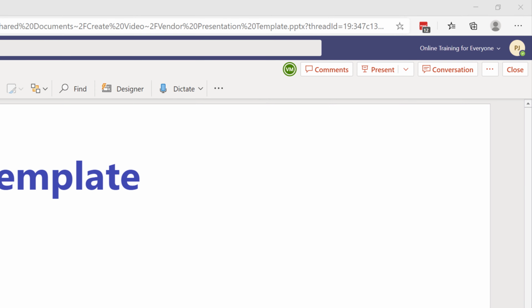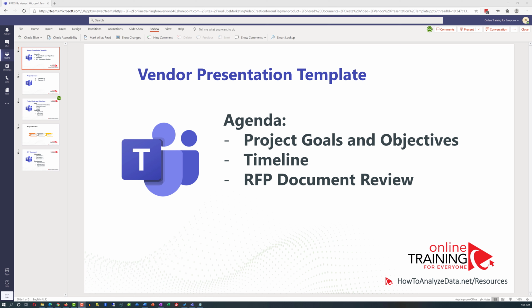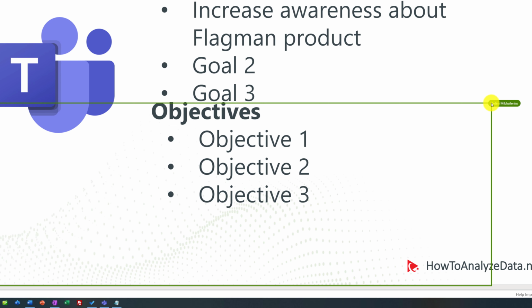And if she navigates to the Review tab and clicks Show Changes, she would be able to see what I'm currently working on by simply clicking my name and clicking Go to Location, and it will show the exact element of the PowerPoint slide which I'm working on.